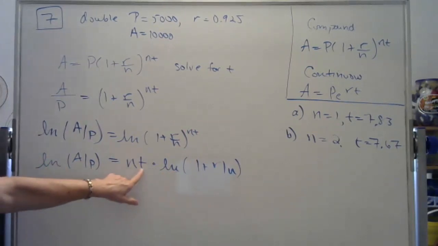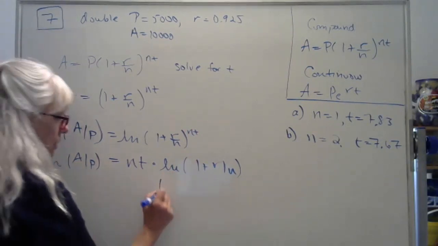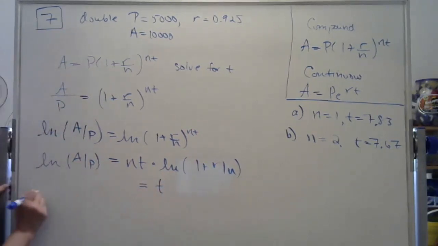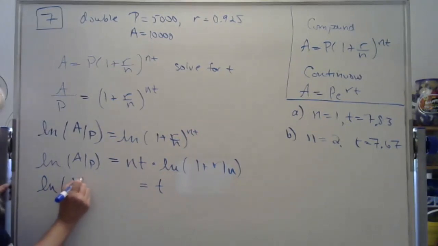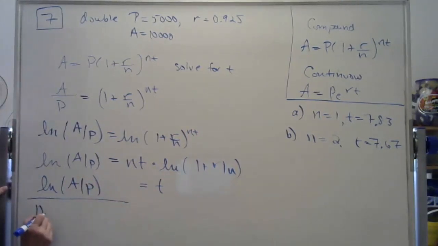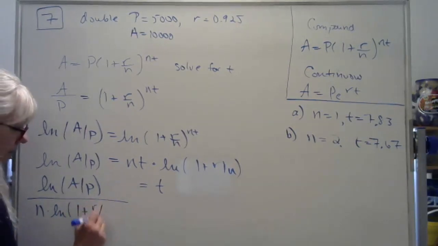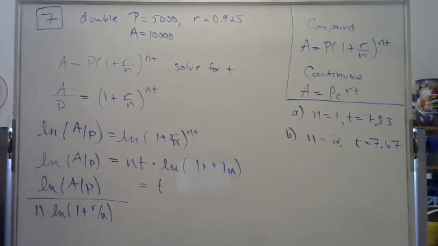Okay, and because we're solving for t, we're going to divide both sides by everything else. So t is going to be equal to the natural log of a divided by p, all over n times the natural log of the inside stuff. So now we have a formula we can use. Instead of having to rearrange every single time, we can just plug into that formula, and the only thing that's going to be changing is our n. That is it. That's the only stuff that's changing.